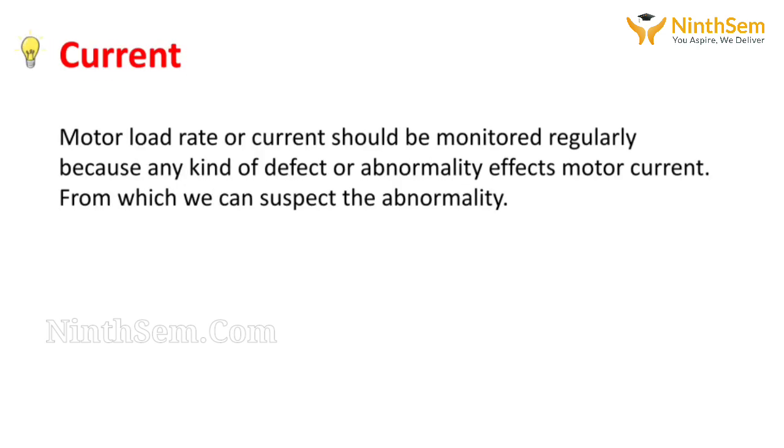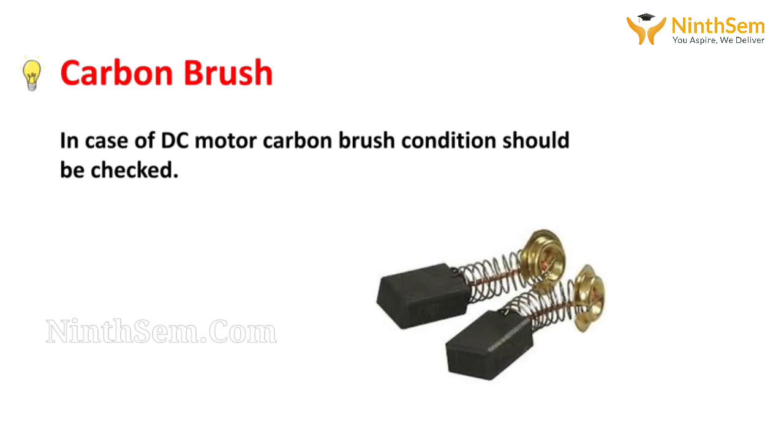The next parameter is motor load rate or current. Motor load rate or current should be monitored regularly, because any kind of defect or abnormality affects motor current, from which we can suspect the abnormality. The next parameter is for DC motor, carbon brush. In case of DC motor, carbon brush condition should be monitored.